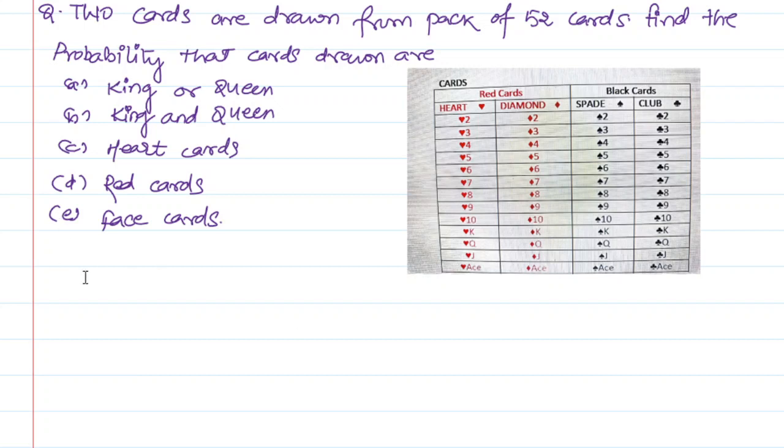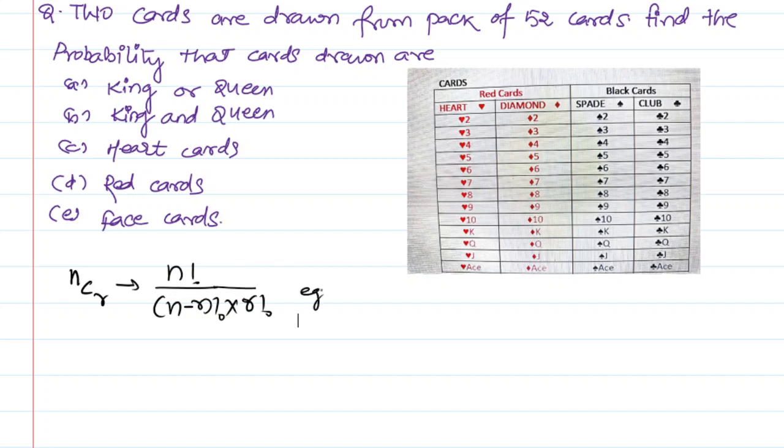What is the concept of combination? It is nCr. What does nCr mean? From n, I am drawing r. That is selection of r items from the total of n items. So what is the formula for this? It is n factorial upon (n minus r) factorial into r factorial.